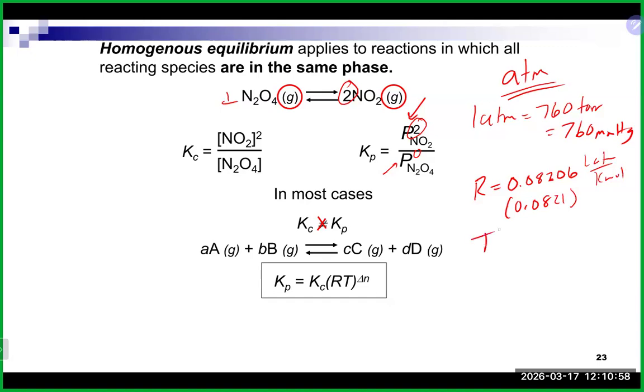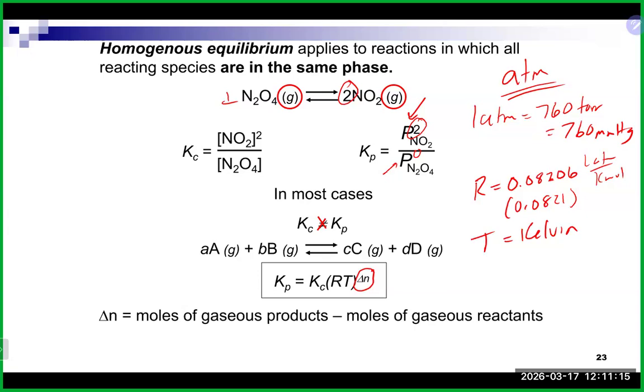T here is probably like anything else involving gases, right? It's going to be in Kelvin, so you got to make sure that guy is in Kelvin. Now, probably the most important part of this formula is right there, and that's the delta n. The delta n is the number of moles of gases on the product side minus the reactant side, and that gives you your delta n.